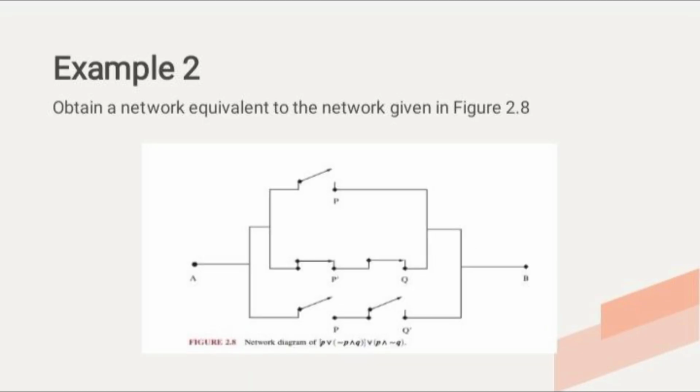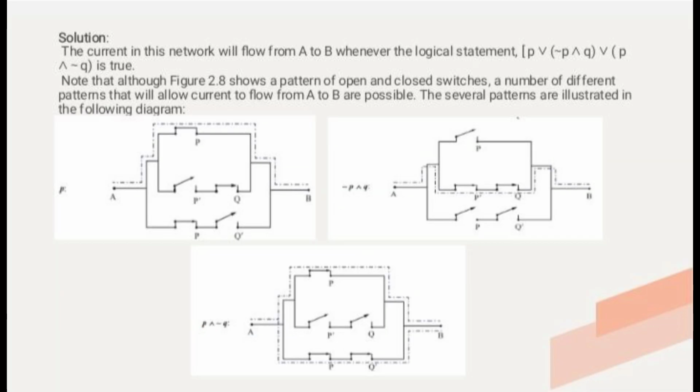We have here another example. Example 2. Obtain a network equivalent to the network given in figure 2.8. Figure 2.8 shows the network diagram of the statement (P or not P) and (Q or (P and not Q)). For the solution, the current in this network will flow from A to B whenever the logical statement is true.